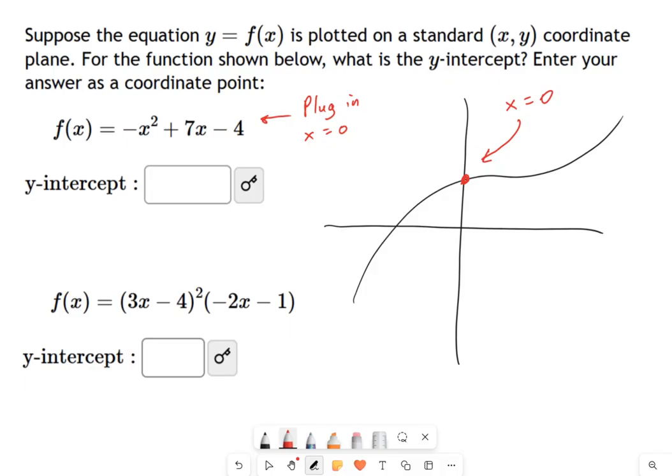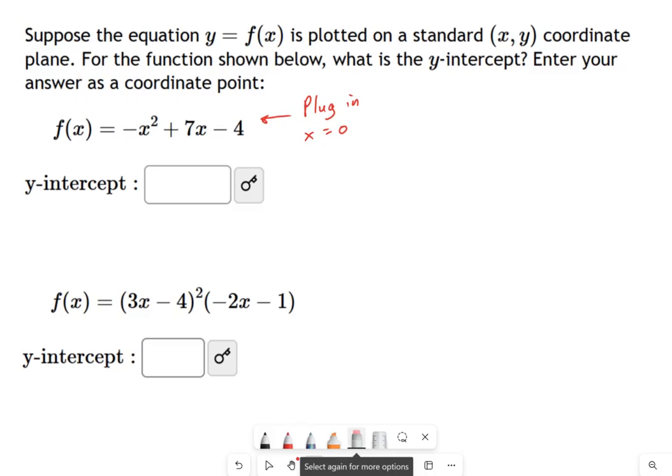Now, some of these equations are easier, and some of them are harder to do. But let me show you how to do that for this one over here. If I say x equals 0, I could write it using function notation this way: f of 0 instead of f of x equals negative 0 squared plus 7 times 0 minus 4. See how I just changed all those x's to 0?